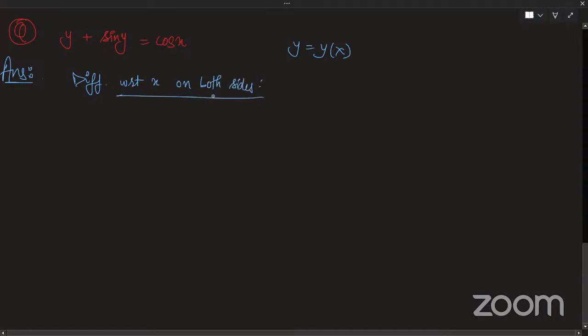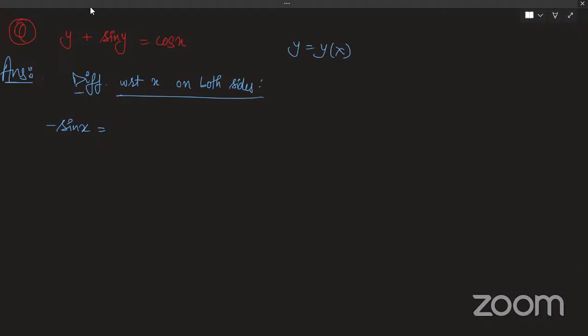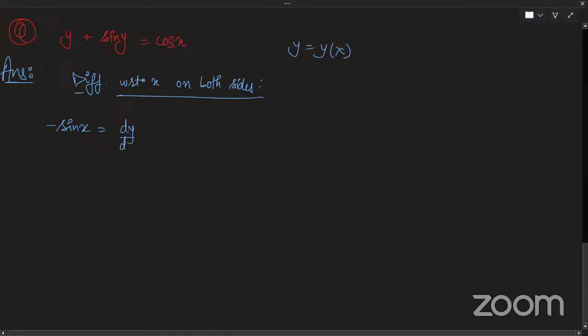Right? Can you tell me what will be the right hand side if I differentiate it with respect to x? Minus sin x. Yeah. So on the left hand side, we have got y plus sine of y. The first term is really simple. It is y, so the derivative is dy by dx, right? With respect to x, the derivative is dy by dx. After that, you have got sine y.